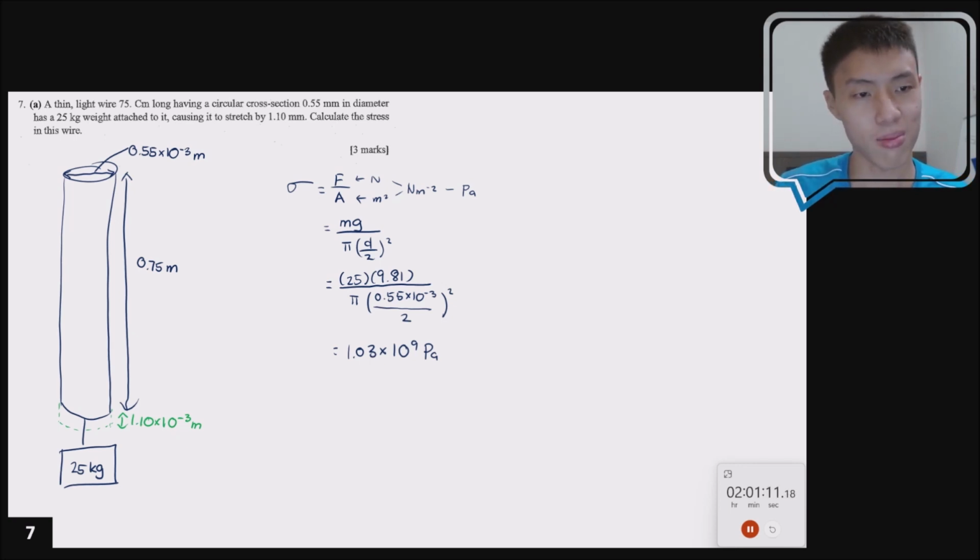There's nothing much to explain here. So this stress here causes strain. If you want to find strain, you take the change in length divided by the original length, then you get the strain. But this is not what they're asking for. They're just asking for stress in the wire.